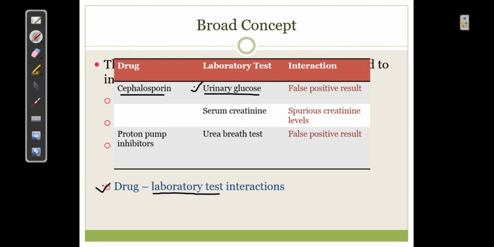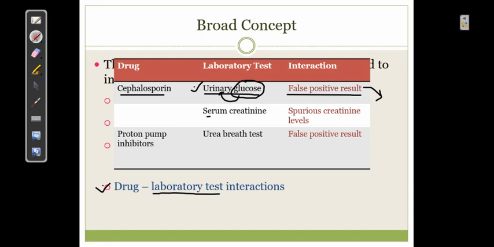You know that glucose is not normally a part of urinary constituents, so it's an abnormal constituent. And if glucose is found to be present in the urine of a patient, we consider that the patient is diabetic. But here, if a patient is on cephalosporin, then such a false positive result also occurs, and you will interpret that the patient is diabetic while actually he is not. The urine is showing the presence of glucose because the patient has taken cephalosporin.